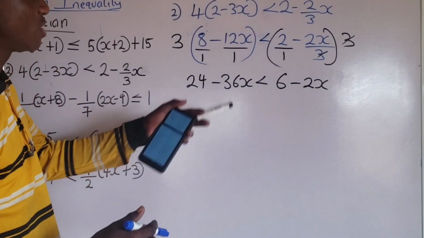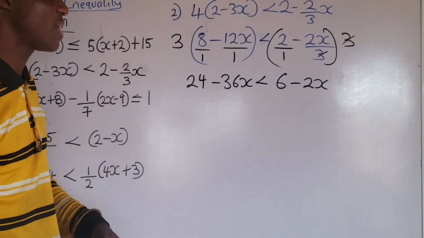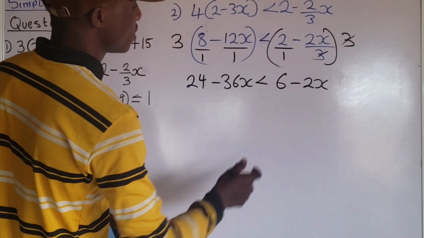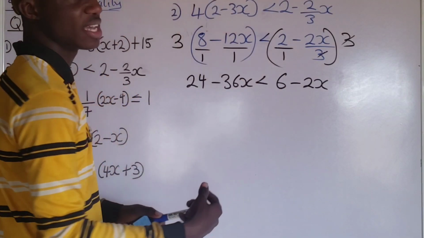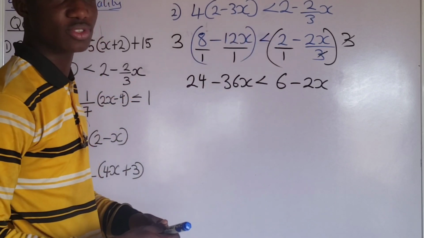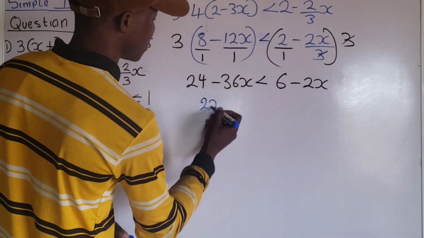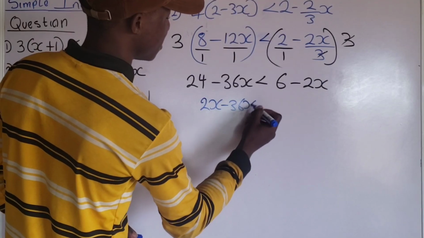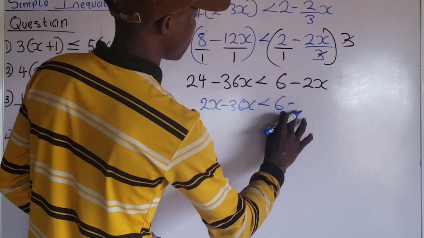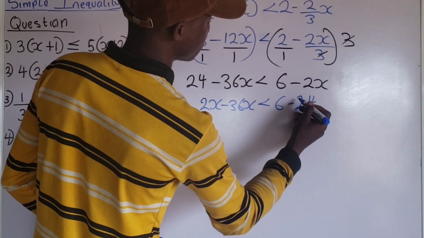Okay, now having gotten this, we can simplify by collecting like terms. So let us collect like terms. I'm going to bring this 2x to the left hand side of the equation and transfer this 24 to the right hand side of the equation. So here I'm going to have 2x minus 36x is less than 6 minus 24x, sorry, negative 24.